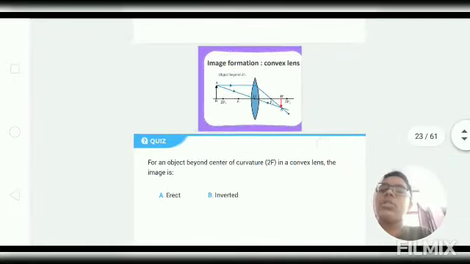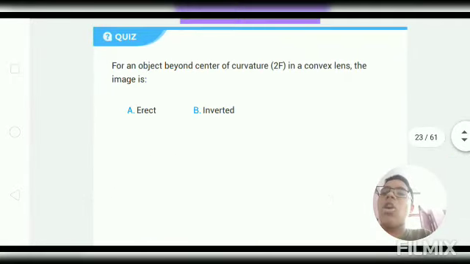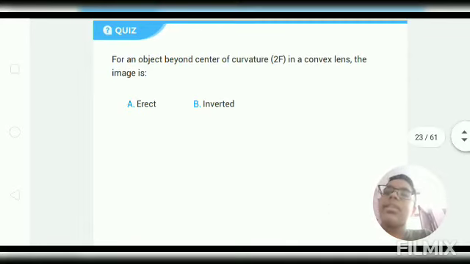Here is a small quiz, you can answer it. For an object beyond center of curvature, that means beyond 2f, because center of curvature is twice the focus. In a convex lens, the image is. What I told about the image? Erect or inverted?